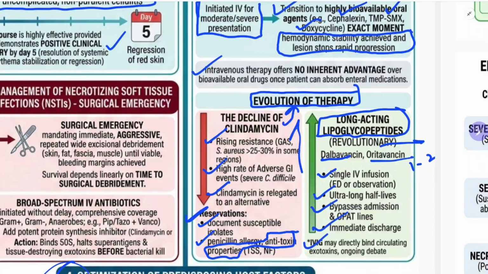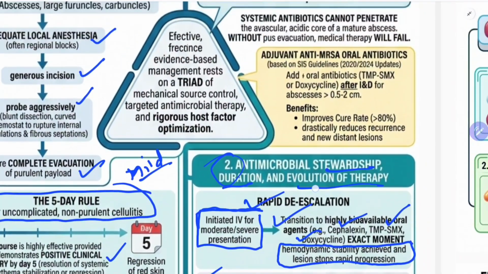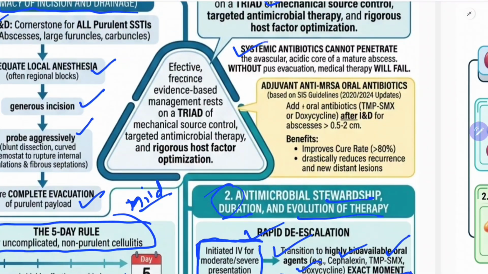Intravenous immunoglobulin may directly bind circulating exotoxins, and this is an ongoing debate. But clindamycin can be used for its antitoxin properties. Some other things to remember: systemic antibiotics cannot penetrate the avascular acidic core of a mature abscess. Without pus evacuation, medical therapy will fail. So this is a point to remember.